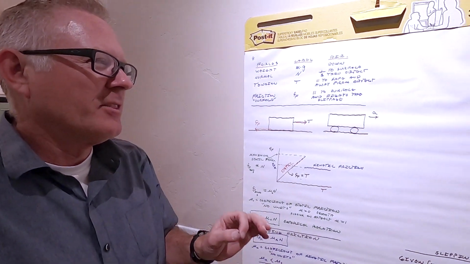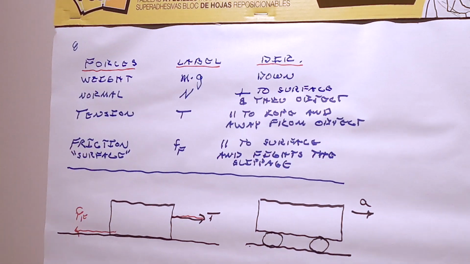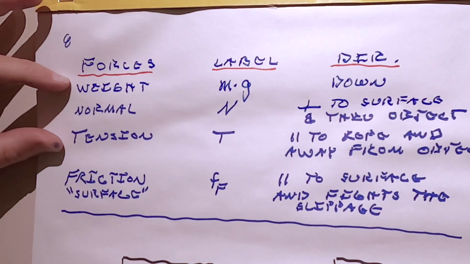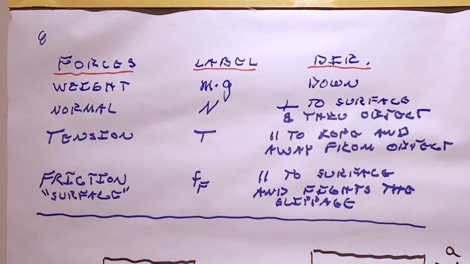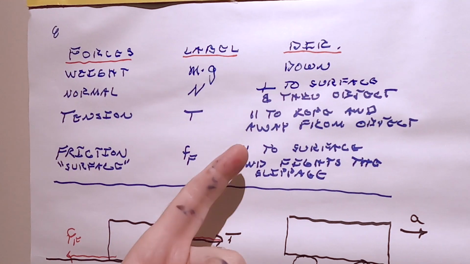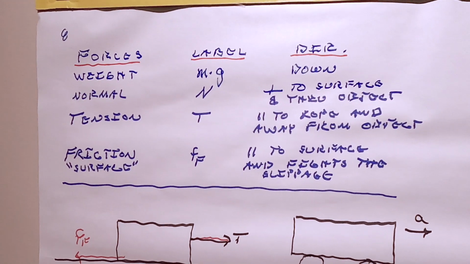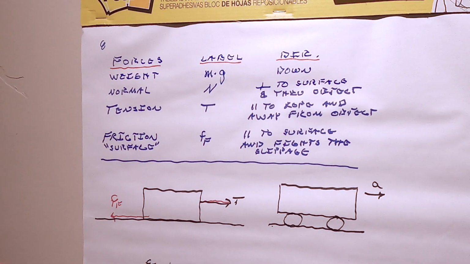So last time I went through ropes, but this time I want to go through friction. Now we already had our last three forces right here. The weight, which was mg down, the normal perpendicular to the surface through the object, and the tension parallel to the rope and away from the object. But now we're going to have a frictional force right here.